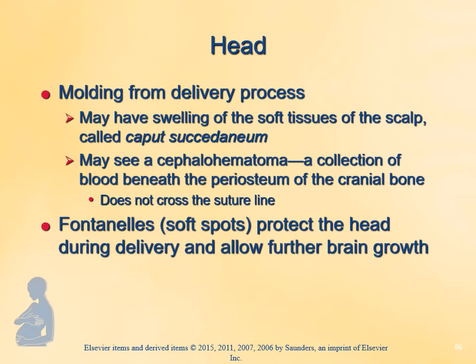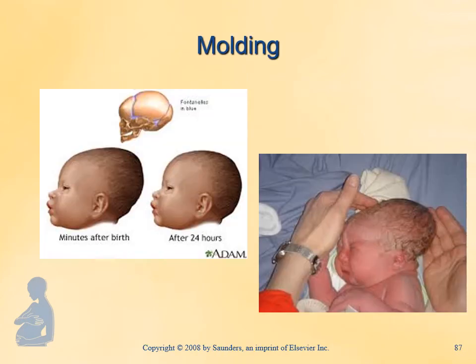Babies are also born with soft spots, called fontanelles, and they protect the head. They allow for the brain to continue growing, and they don't close for several months to after a year after that baby's delivered, to allow for their brains to continue growing without putting pressure on their brains. So this is just an example of what a molded head would look like, where that baby had a tighter fit through the perineum and through the pelvis, and that caused that elongation of the head.